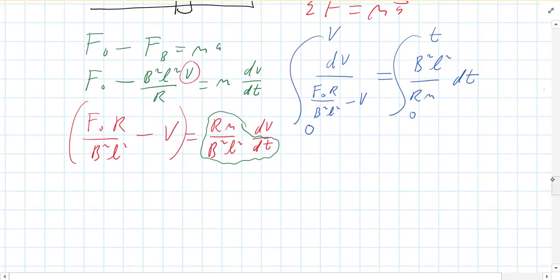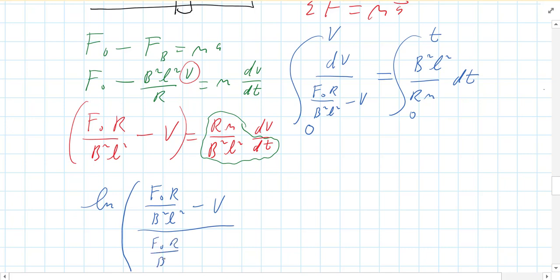So when you integrate this, and I'll write this down bottom left here, I'm going to use my natural log rule, so I get natural log of a nice big term here. If we plug in V for this, you get F naught R over B squared L squared minus V, all over, if you plug in 0 for that, F naught R over B squared L squared minus 0. And that equals, on the right side, B squared L squared over R M t.